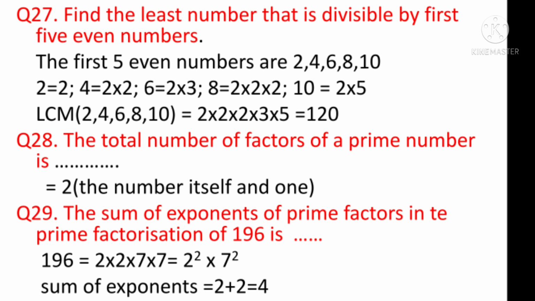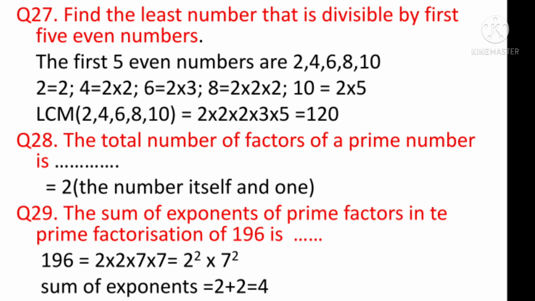Question number 28 is a tricky question. It comes in MCQ. The total number of factors of a prime number. Now we know that a prime number has only 2 factors, the number itself and 1. Therefore the total number of factors of a prime number is 2.